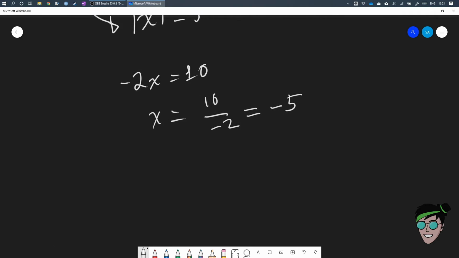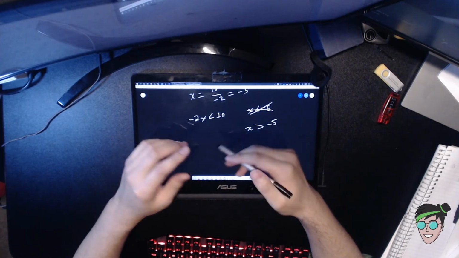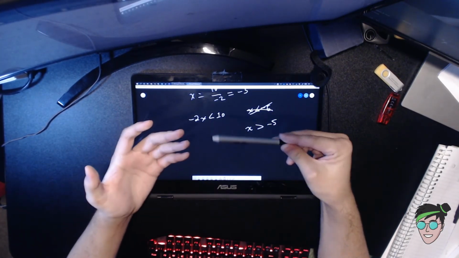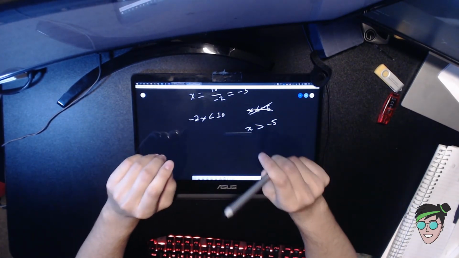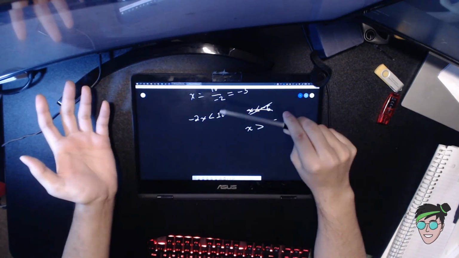But things are not so simple with inequality, because if we have negative 2x less than 10, it doesn't mean x is less than negative 5. It actually means x is greater than negative 5. The reason why is a little more intuitive than you might think, but it's also pretty hard to remember when you're just getting into inequality.